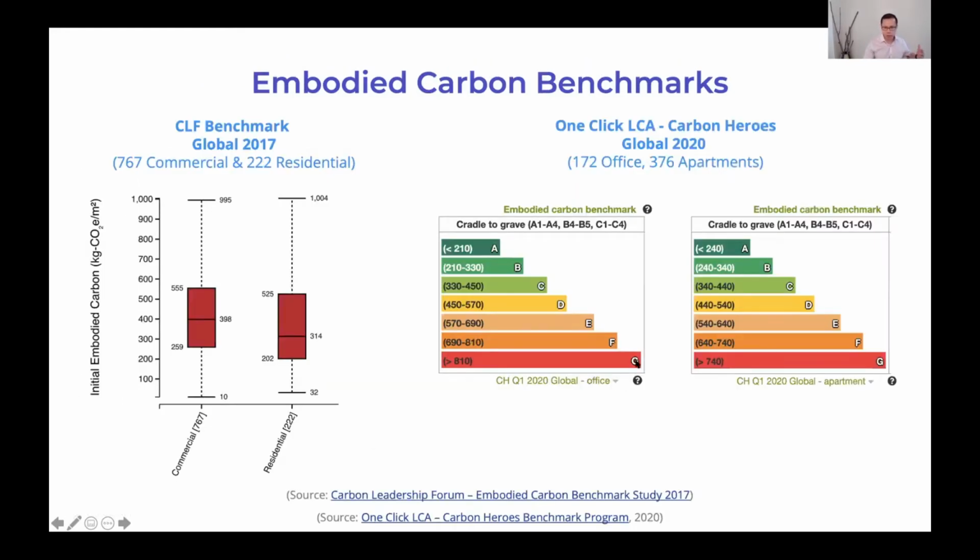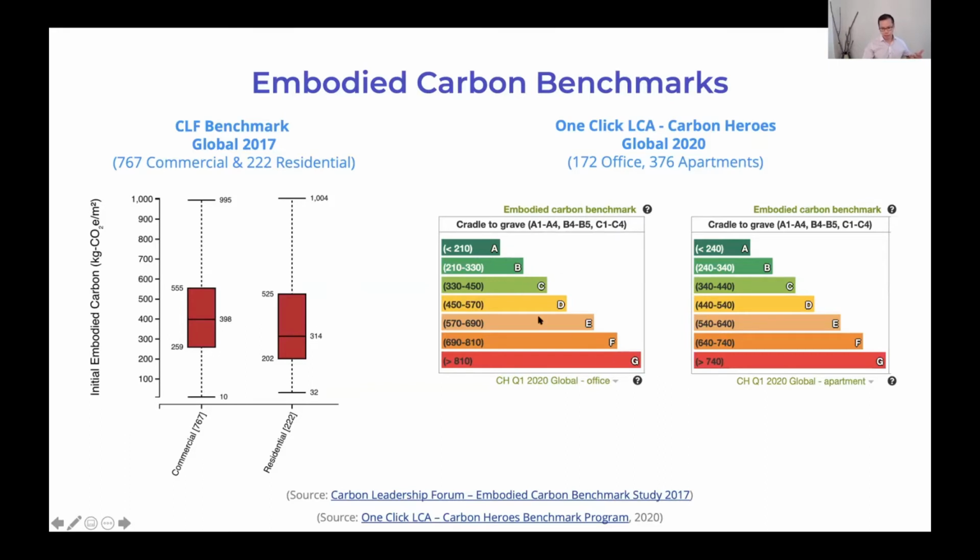So let's put some actual numbers to it. You may have seen the Carbon Leadership Forum. They have a benchmark study, and they show a wide range in whole building LCA results in terms of embodied carbon intensity, so kilograms of CO2 per square meter of floor area. It can range anywhere from, let's say, below 100 to around 1,000, with many of them falling in the 200 to 600 range. Similarly, One Click LCA also has a few benchmarks specific to different building types.